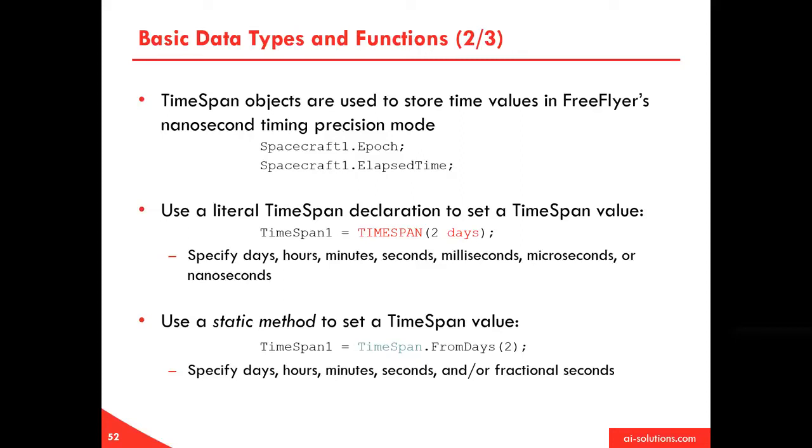When you are assigning the value of a timespan object, you can use a literal timespan declaration, where you use the keyword timespan in all caps and then specify the value in days, hours, minutes, seconds, milliseconds, microseconds, or nanoseconds. You can also use a static method to set the timespan value. The static method timespan.fromDays is an example where you can specify the value in days, but there are also static methods that let you specify the time in hours, minutes, seconds, or fractional seconds.